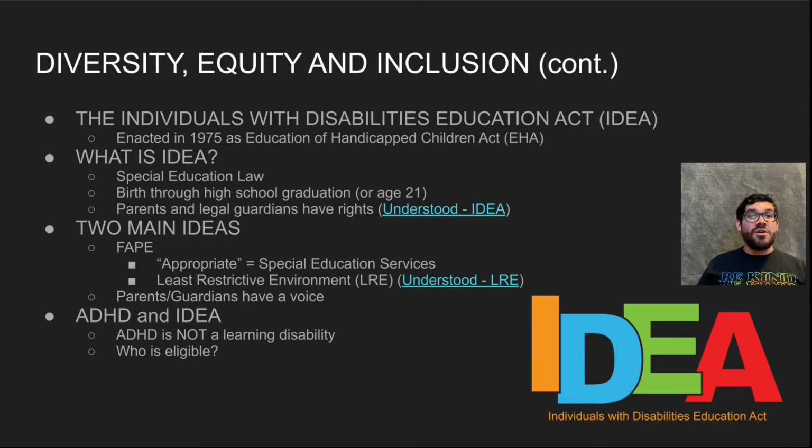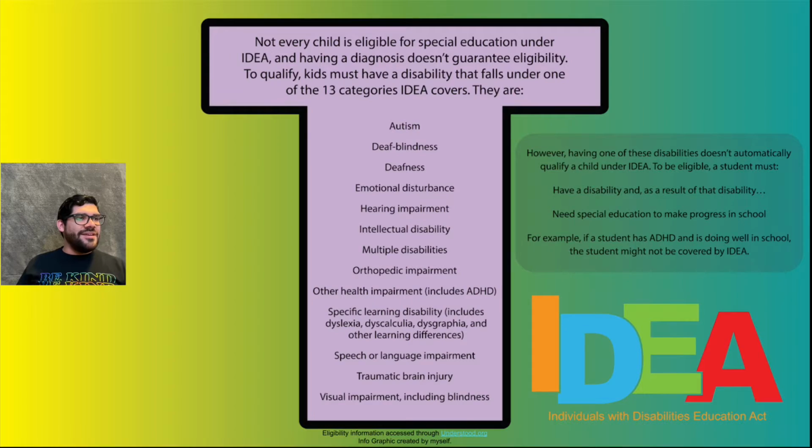IDEA ensures that all children with disabilities are entitled to have their unique needs met and to prepare them for further education, employment, and independent living. But who all is eligible? Not every child is eligible for special education under IDEA, and having a diagnosis doesn't guarantee eligibility. To qualify, kids must have a disability that falls under one of the 13 categories IDEA covers. Those are listed below.